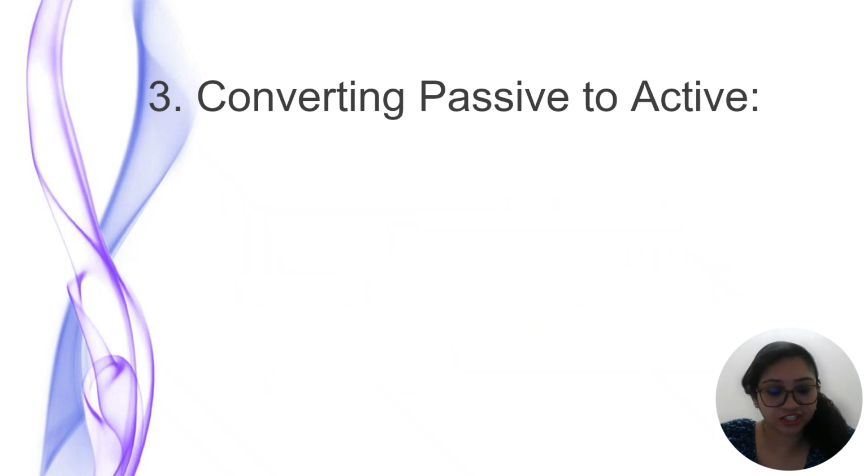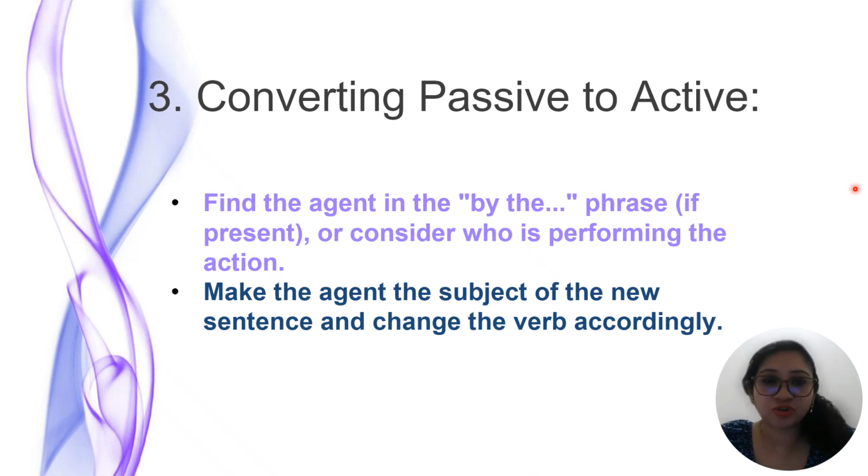As for converting from passive to active, make sure you find the agent in the by phrase if present, because it's not always there. Or consider who is performing the action. Make the agent the subject of the new sentence and change the verb accordingly.